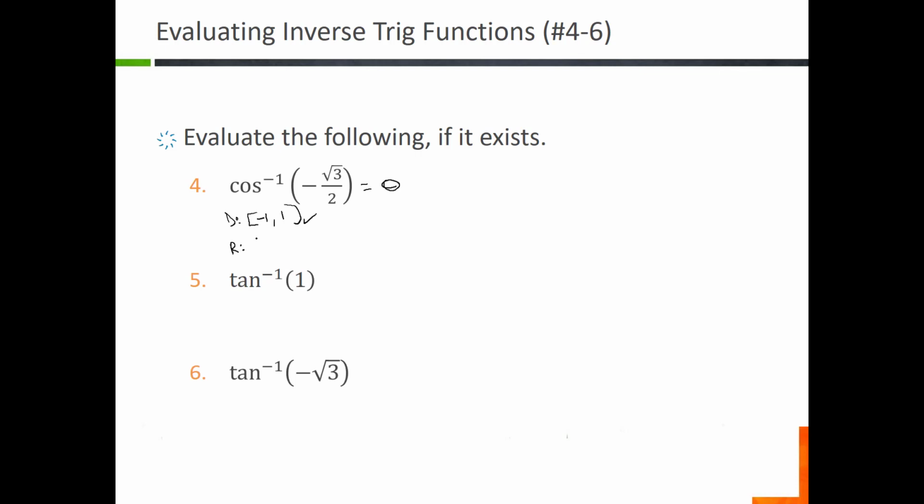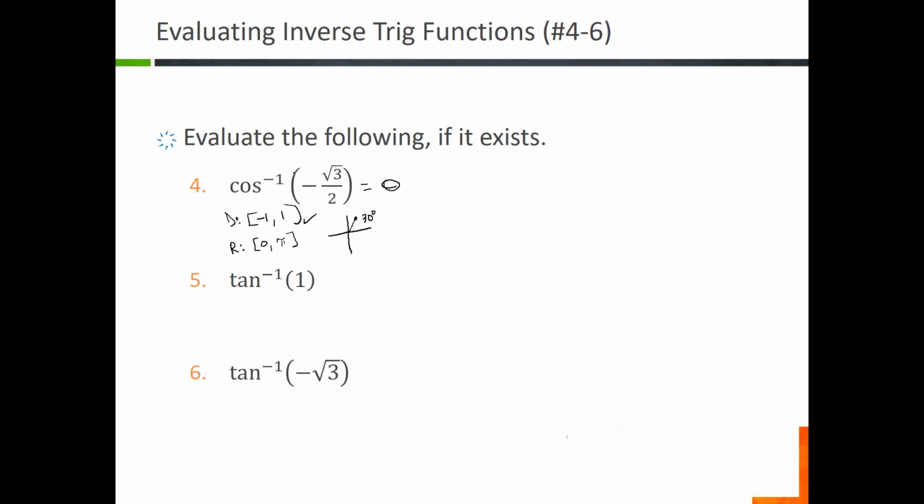Well, for cosine, the range was from 0 to pi. So I need an answer between 0 and pi that makes cosine a -√3/2. So I know that cosine is √3/2 in the first quadrant. That's a positive √3/2. That is going to be at a 30-degree angle.